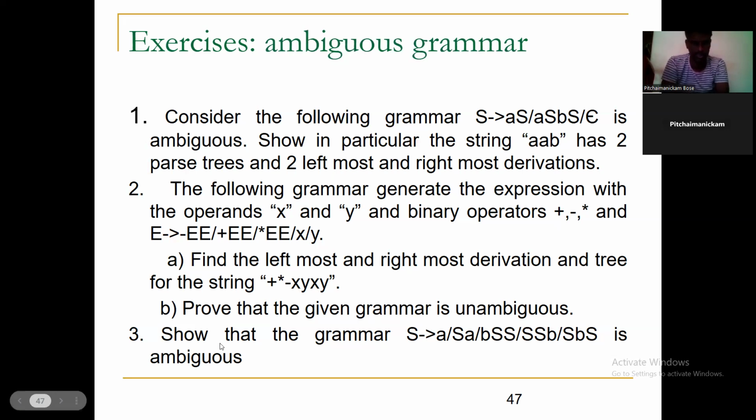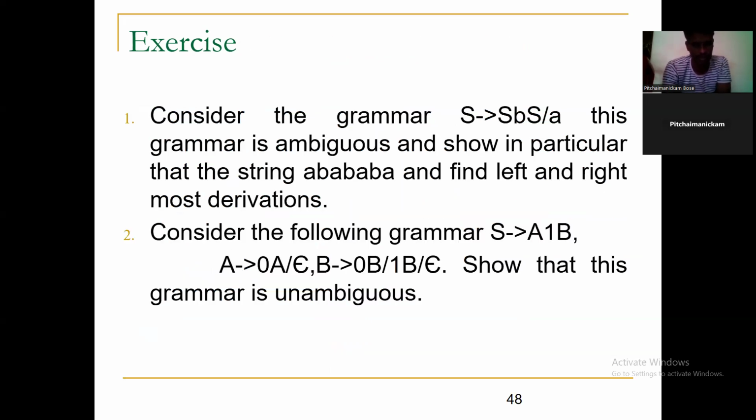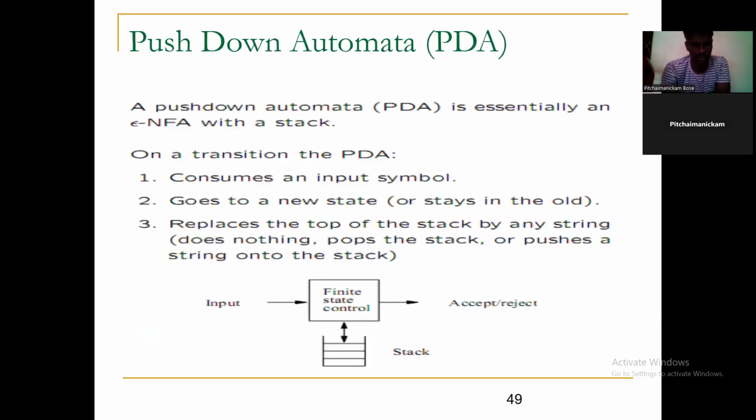Another one: show that the grammar S derives a, Sa, bSS, SSb, SbS is ambiguous. For this grammar, they do not mention any input string, so first find an input string. For this input string, check whether there is a possibility to generate two different parse trees with two different productions. If so, the grammar G is ambiguous; otherwise it is unambiguous.